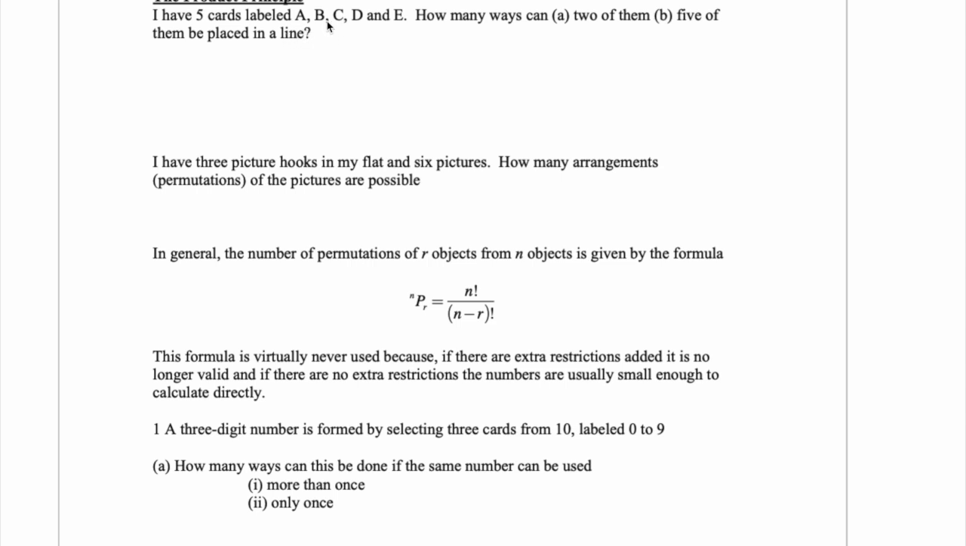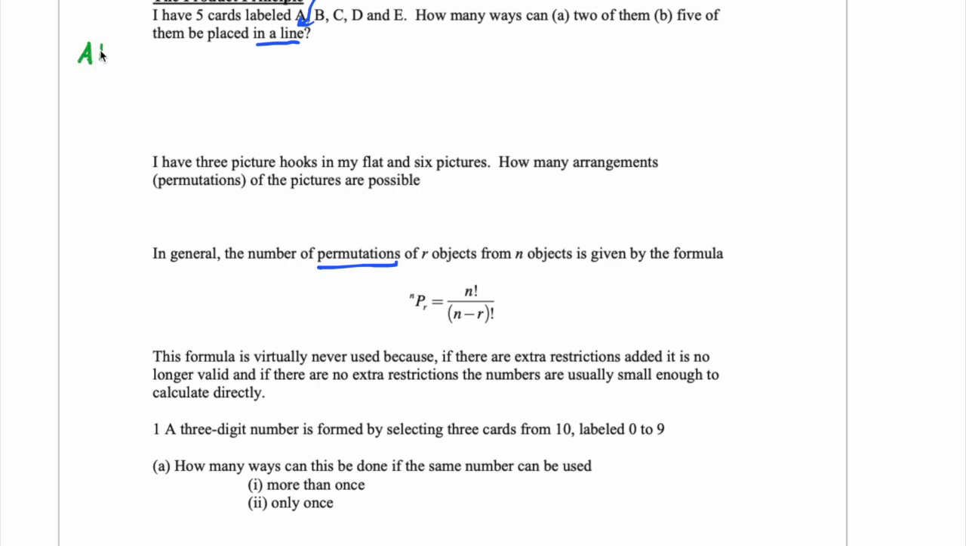We've got cards A, B, C, D, E. How many ways can you arrange two of them so they're placed in a line? So they're placed in a line, like that kind of implies the order matters. And when the order matters, we call that a permutation. Okay, the order matters. So let's first start by just making an organized list to see all the possibilities.